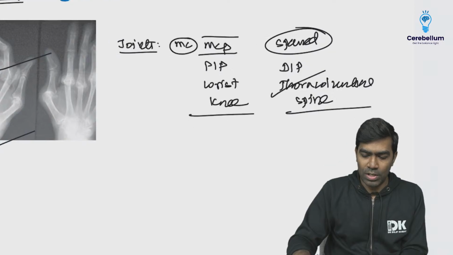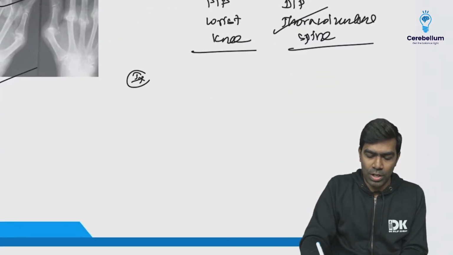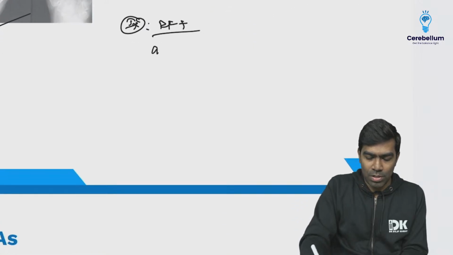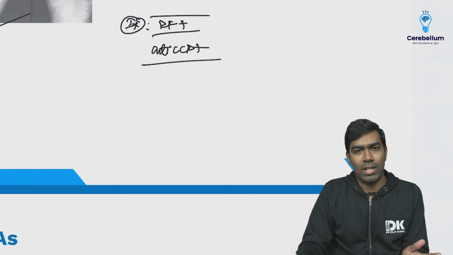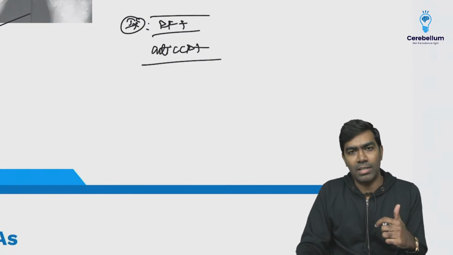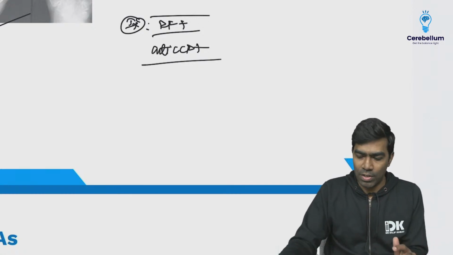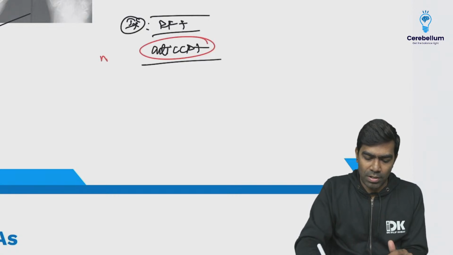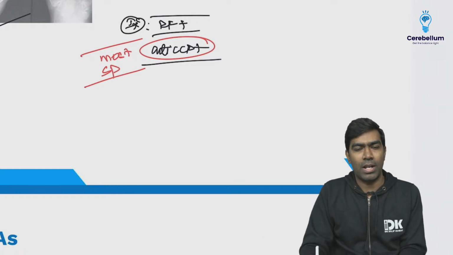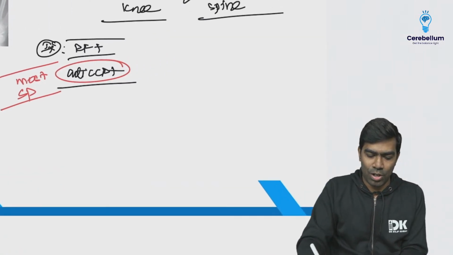So investigation wise, in exam they will ask only two things. One is rheumatoid factor positivity. Second is anti-CCP positivity. These are called anti-cyclic citrullinated peptide antibodies. And we know that anti-CCP antibodies are going to be most specific, more than 95% specificity as far as rheumatoid arthritis is concerned. So how will you treat rheumatoid arthritis?